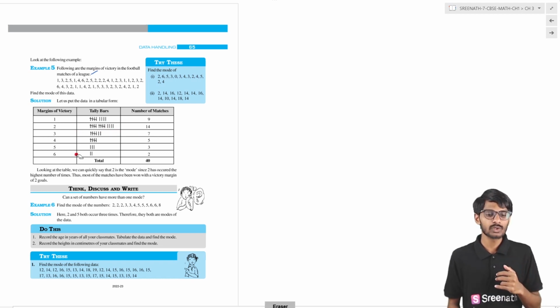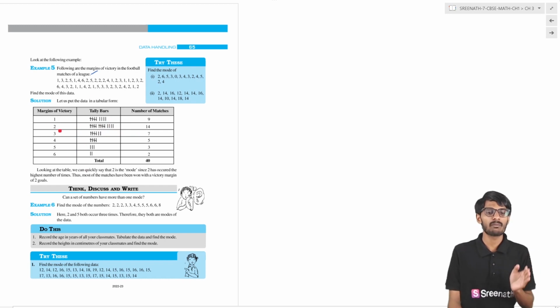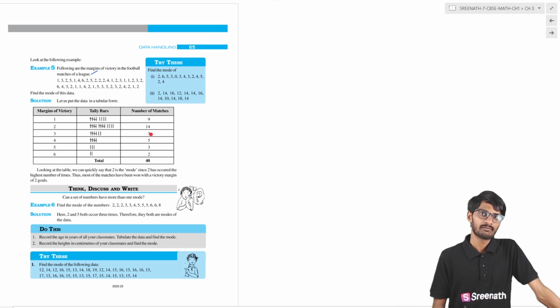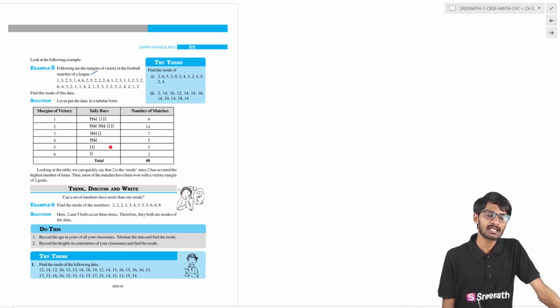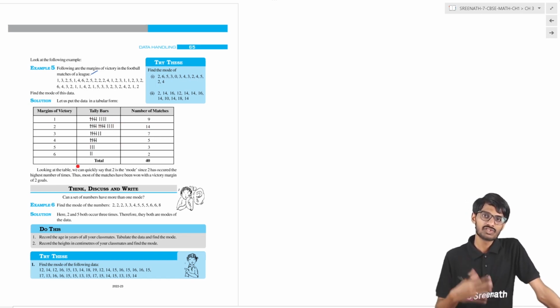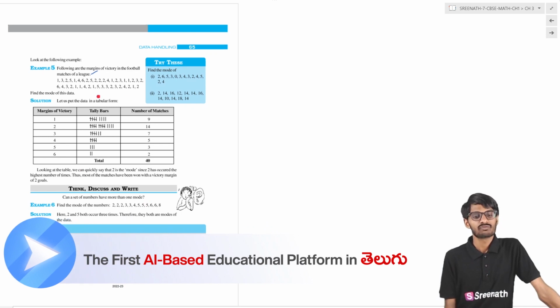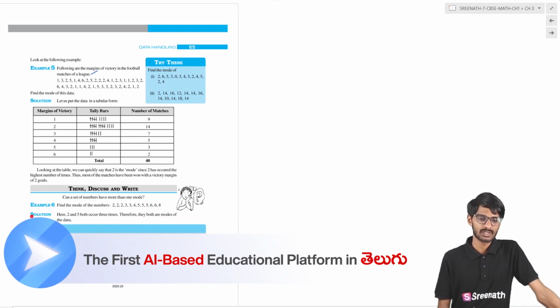So by simply doing so, you will get which is the margin of victory. In which margin they get more number of victories, you can find simply by seeing these tally bars. So this is having 10 plus 4, 14. So this is the highest one. So by using this, you can easily find which is occurring more often, which is having high frequency. So for larger data, you have to construct this type of tally bar, students.